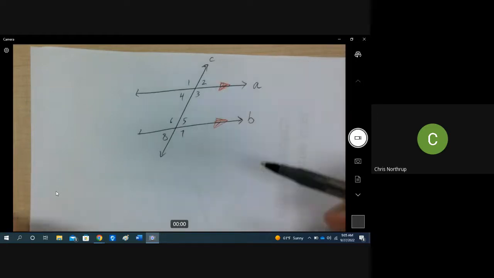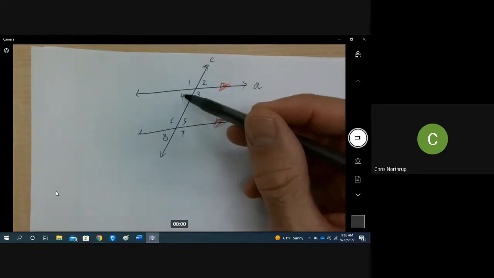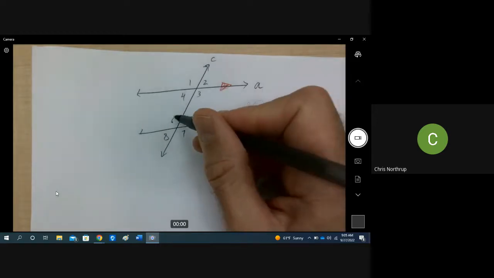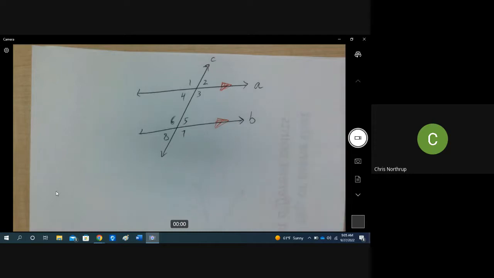So I've got a bunch of angle pairs, like 4 and 5 are alternate interior, 4 and 8 are corresponding, 6 and 4 are consecutive interior, all of those different angle pairs.